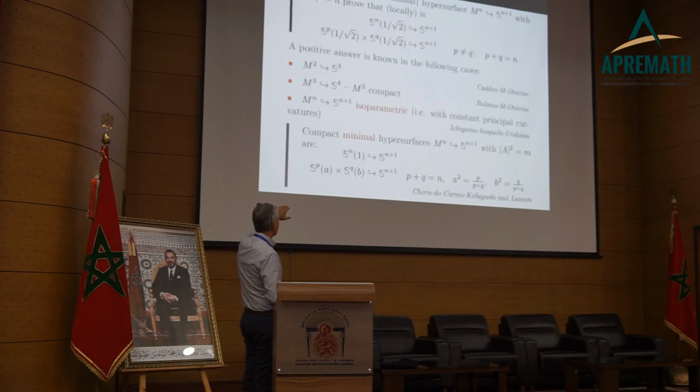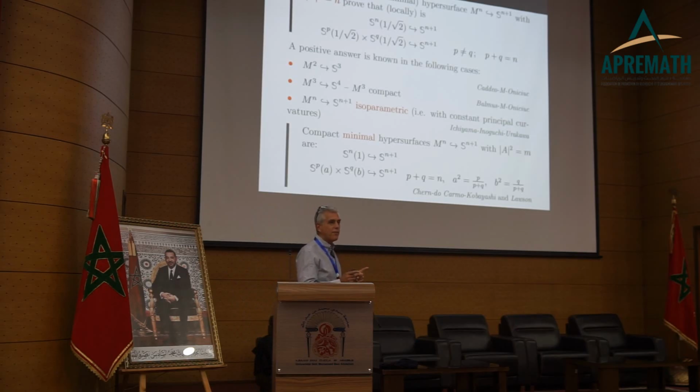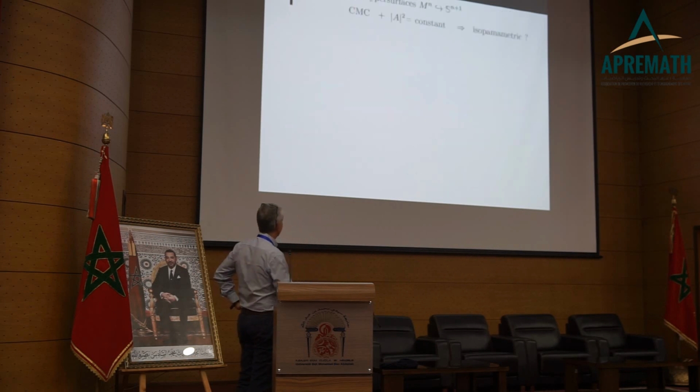Let me just tell you one thing. Here you see it is written that if you assume that this one is isoparametric, then it is true. They only have one of those two cases. Isoparametric means something else, but just for short, it means that all the principal curvatures are constant. And this is the point.